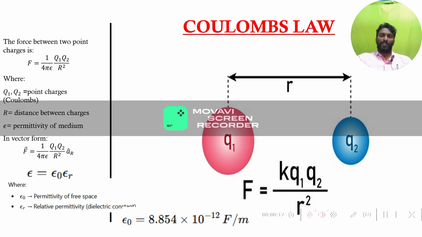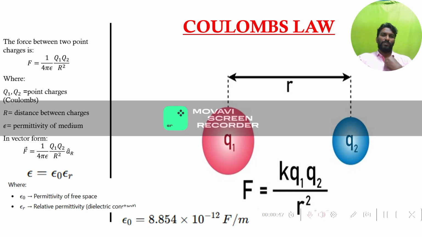So, we know there exists a force between two charges, maybe positive and negative, or positive and positive, or negative and negative. As we know, there is a repulsive force existing between like charges, and attractive force exists between unlike charges. So we know there exists a force, but we don't know what is actually the magnitude of the force, which is given by Coulomb's law.